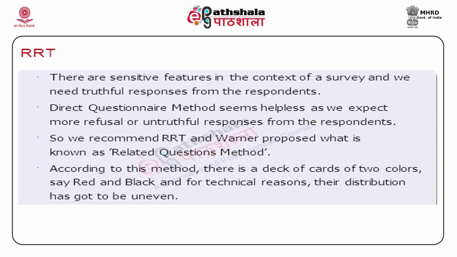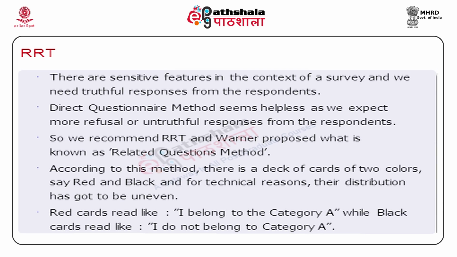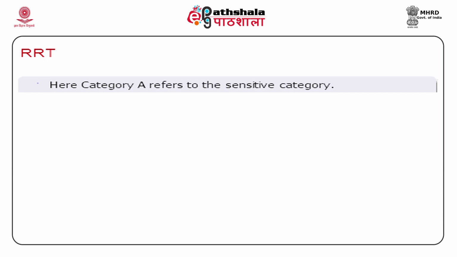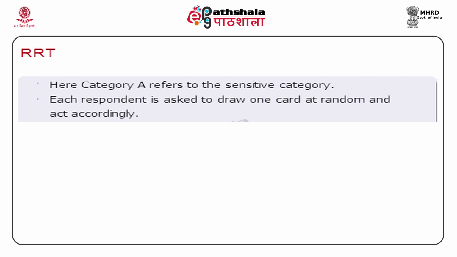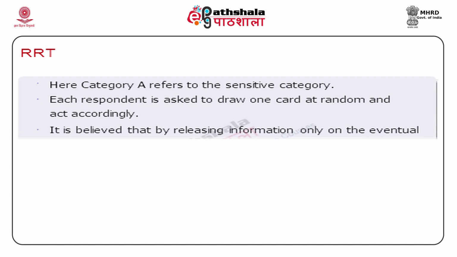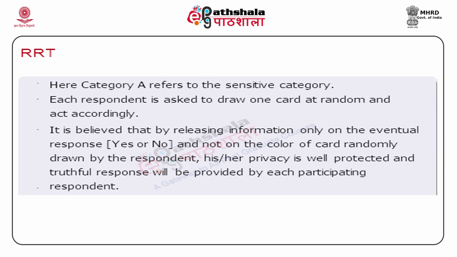According to this method, there is a deck of cards of two colors, say red and black, and for technical reasons, their distribution has got to be uneven. Red cards read like, I belong to category A, while black cards read like, I do not belong to category A. As you know, this category refers to a sensitive category. Yes, here category A refers to the sensitive category. Each respondent is asked to draw one card at random and act accordingly. It is believed that by releasing information only on the eventual response, yes or no, and not on the color of the card randomly drawn by the respondent, his or her privacy is well protected, and a truthful response will be provided by each participating respondent.